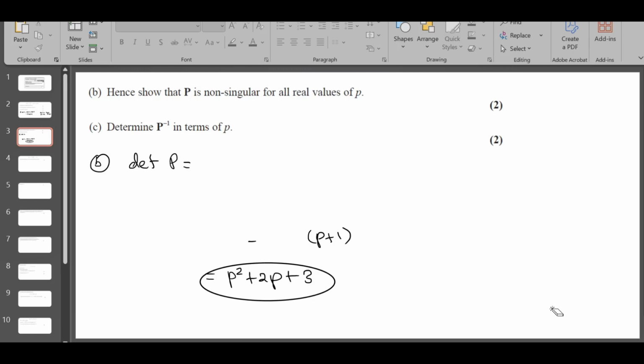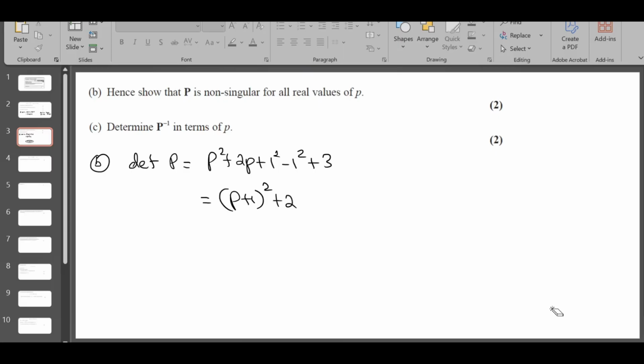So I'm going to apply completing the square here. So I'm going to get P squared plus 2P, half of 2 is 1, so plus 1 squared minus 1 squared plus 3. So I will get P plus 1 whole squared, minus 1 plus 3 is 2. So this value will never be 0, because think about it, even if this whole thing becomes 0, let's say P is minus 1, this becomes 0, right? But plus 2 will always give you a value, it will not be 0.